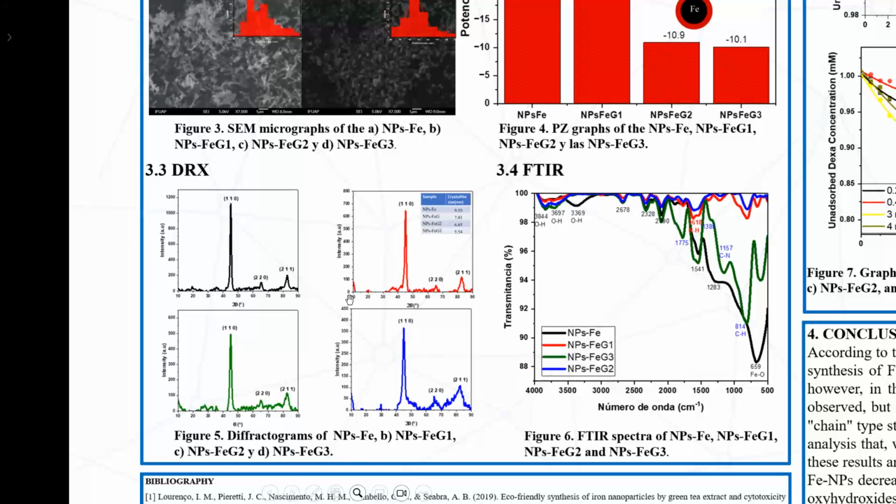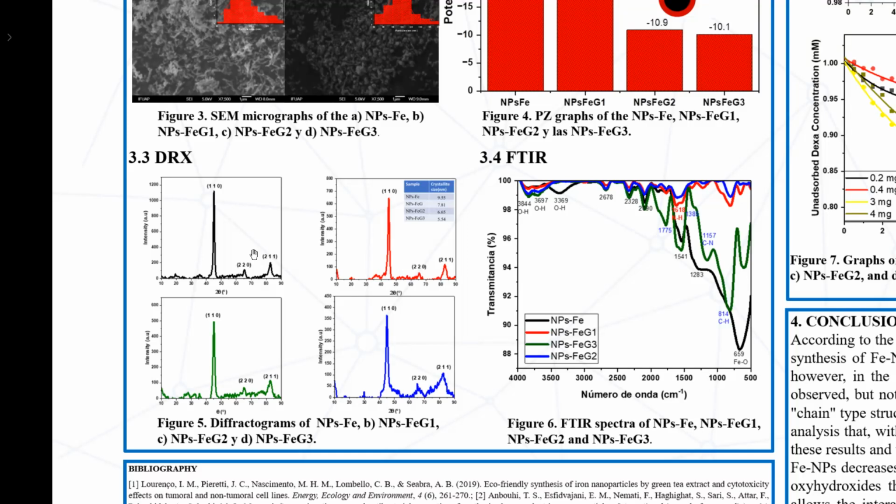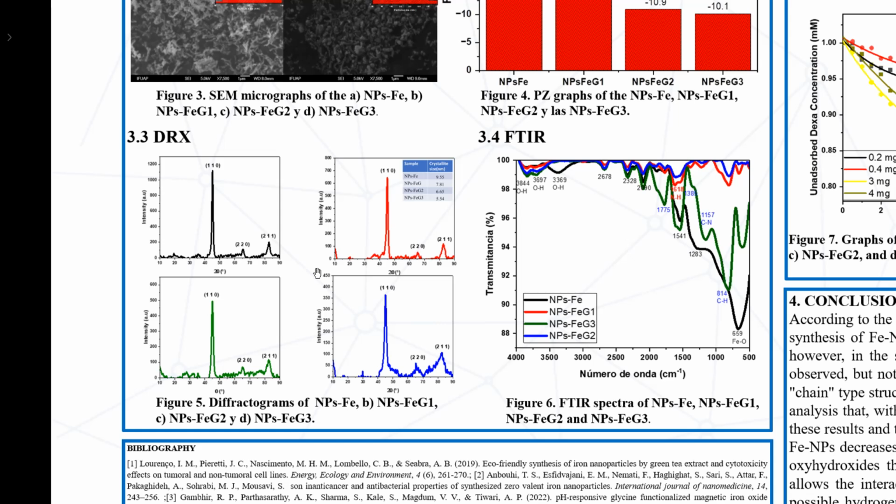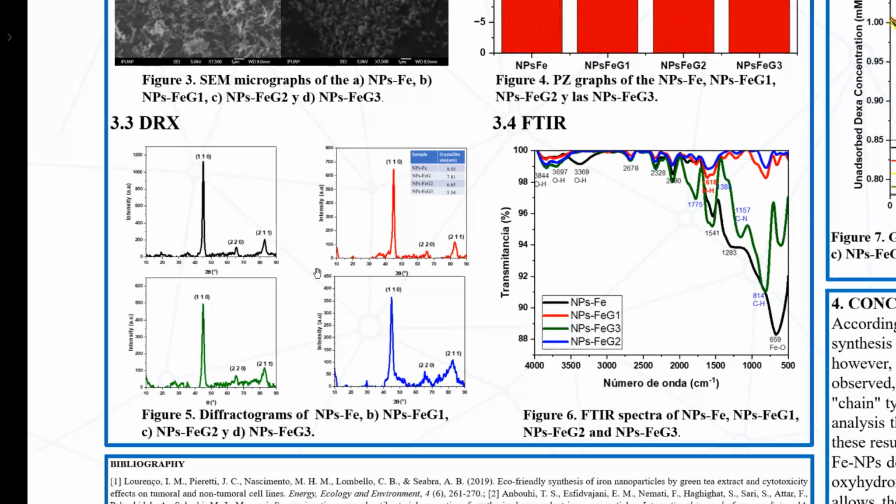In figure 5, the diffractograms of the iron nanoparticles, unstabilized and stabilized with glycine, are presented. We can see that this diffractogram shows the diffraction peak corresponding to the 110 plane of the iron BCC structure. Good crystalline quality is observed from the width of this peak.